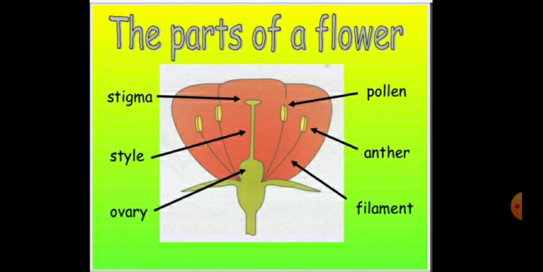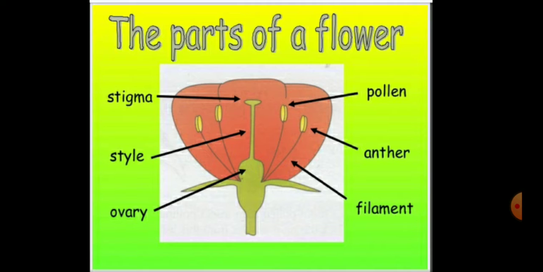Children, in this diagram you can easily see the male and the female parts. In the middle portion, this is the female part of the flower, in which the first part is the stigma, which is a knob-like structure, and then it continues into a long style, and the basal swollen part is called the ovary. In the ovary, ovules are present.